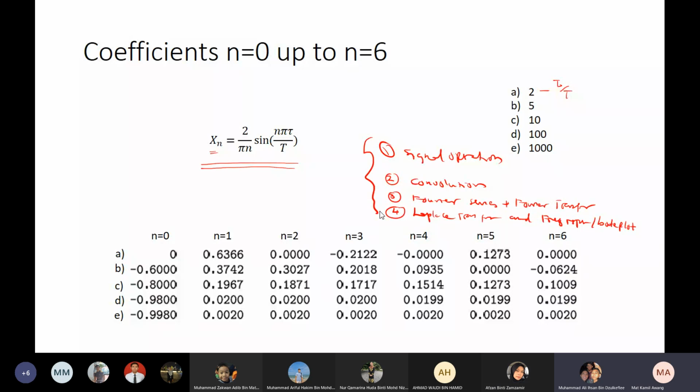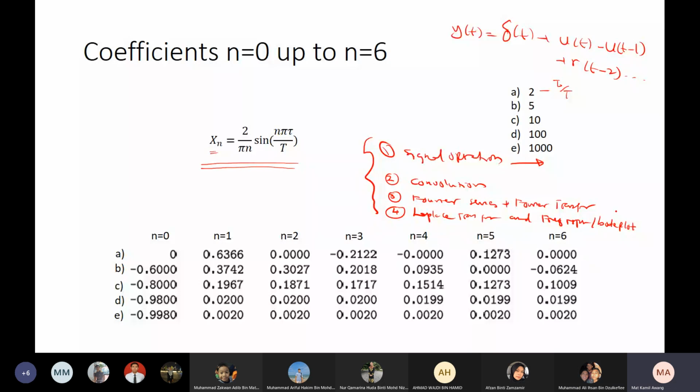So signal operation is quite easy. Basically, most probably you need to do, I give you some function, for example, maybe y of t equals beta t plus u of t minus u of t minus 1, r of t minus 2. Yeah, that, convolution we have covered today.